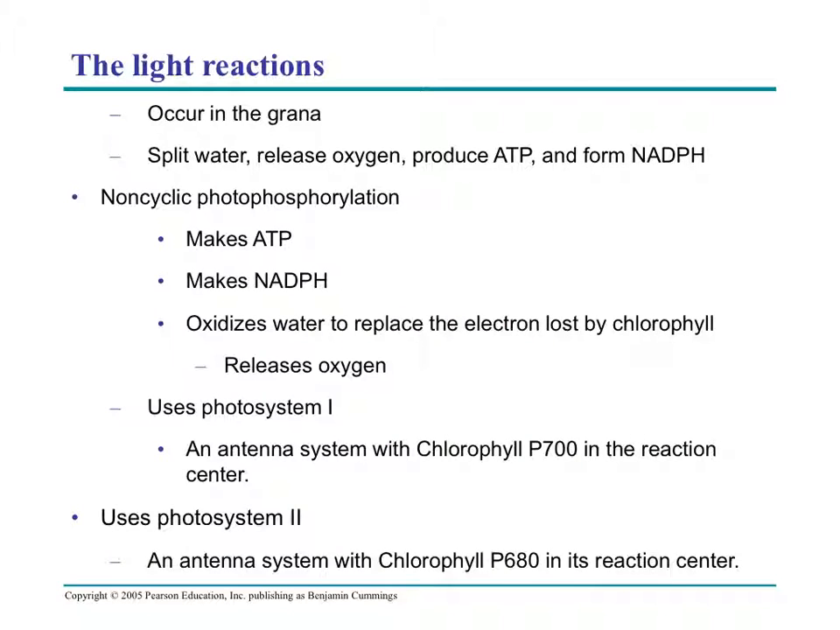Okay, now let's get into some specifics here. Light reactions are occurring in the grana of the thylakoid membrane. And as we've already said, we're splitting water, we're releasing oxygen, we're making ATP, and we are reducing an electron carrier to make NADPH.